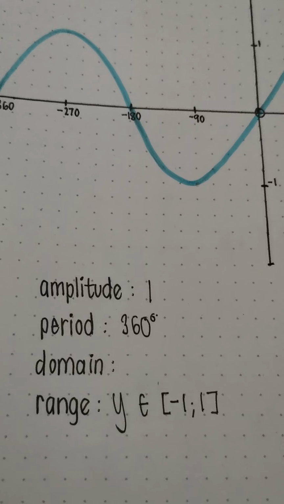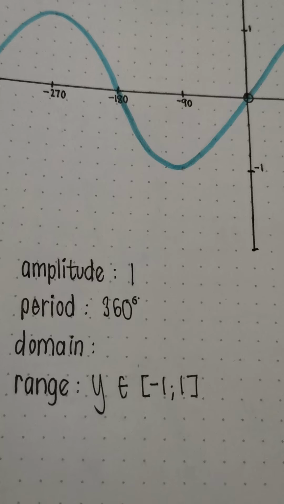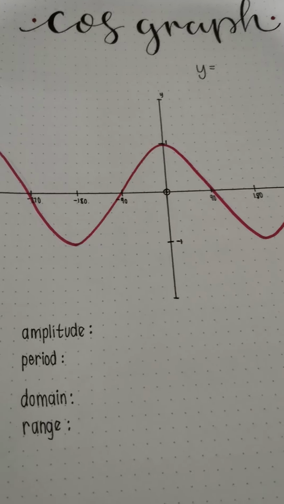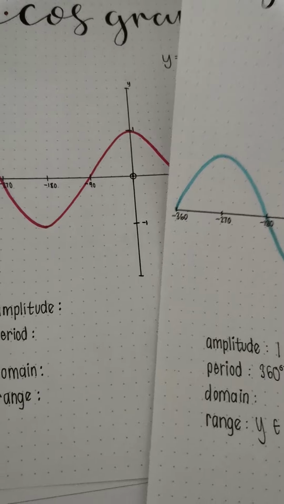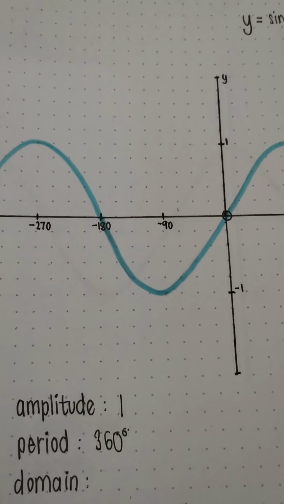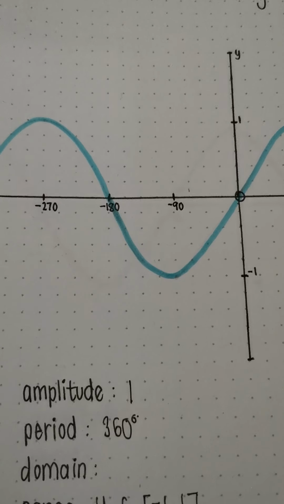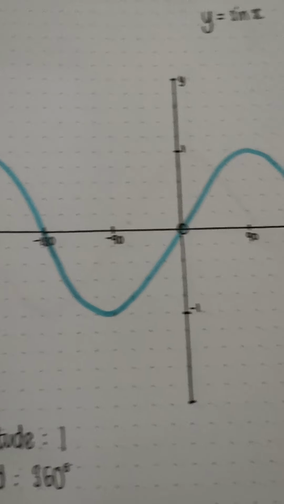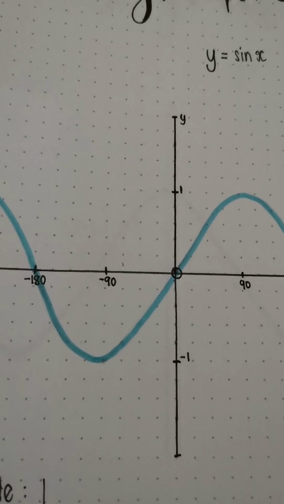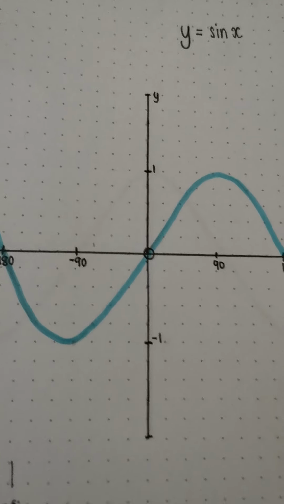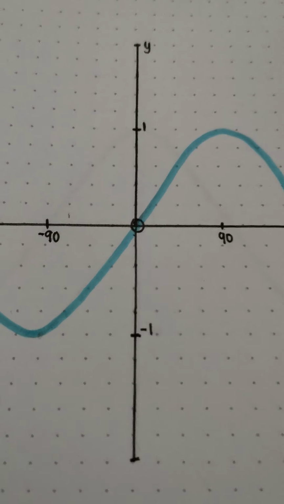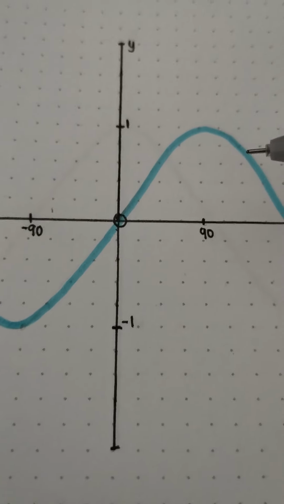Let's quickly go through the cos graph and everything you should know about the cos graph. If you notice the cos graph and the sine graph, I'm going to try and put it on top of each other. It's not really working because we can't see the one on top of the other quite clearly on the camera, but let's try this again.